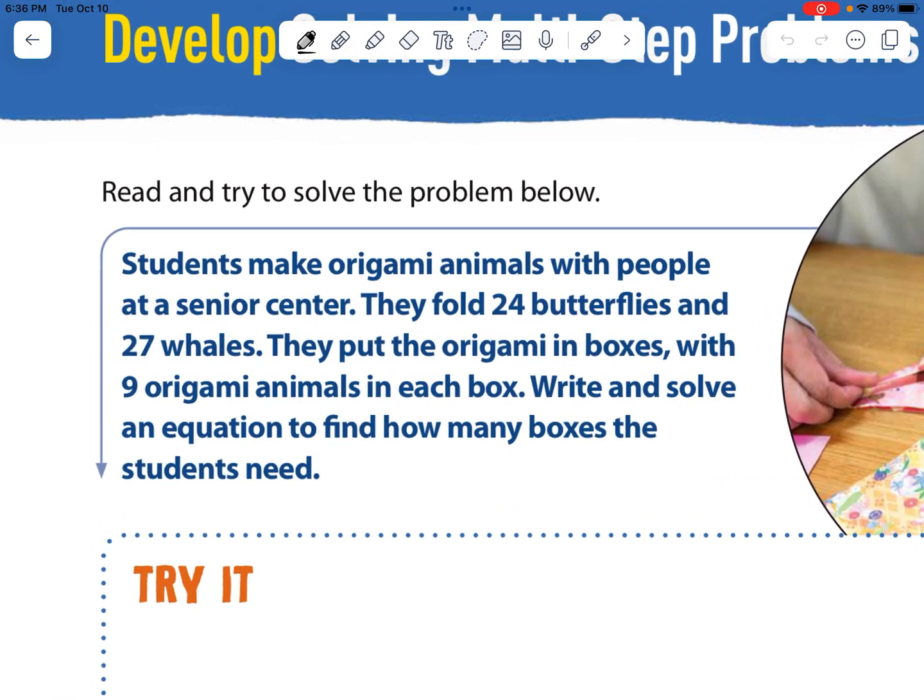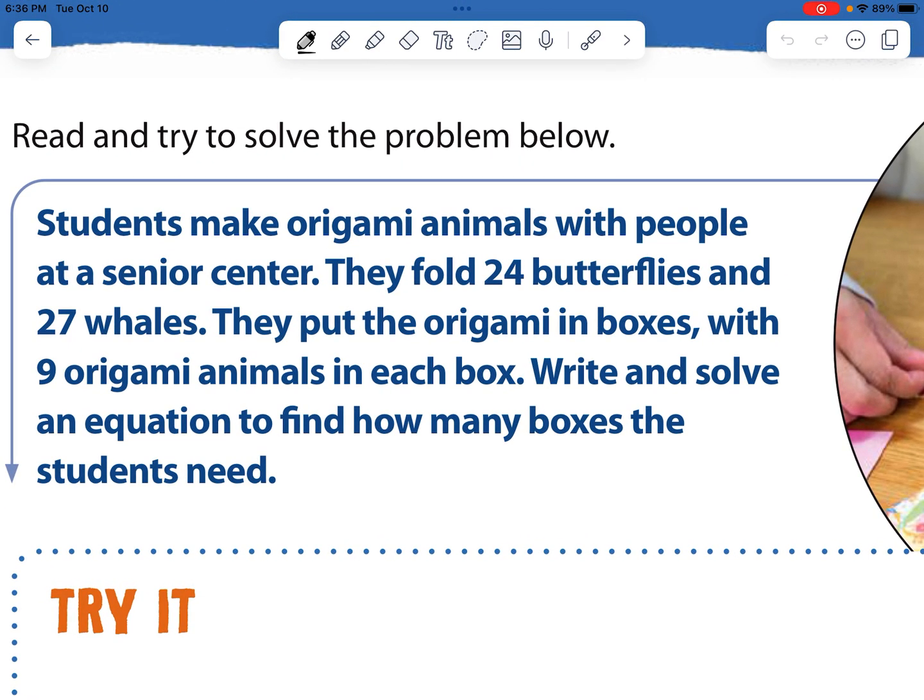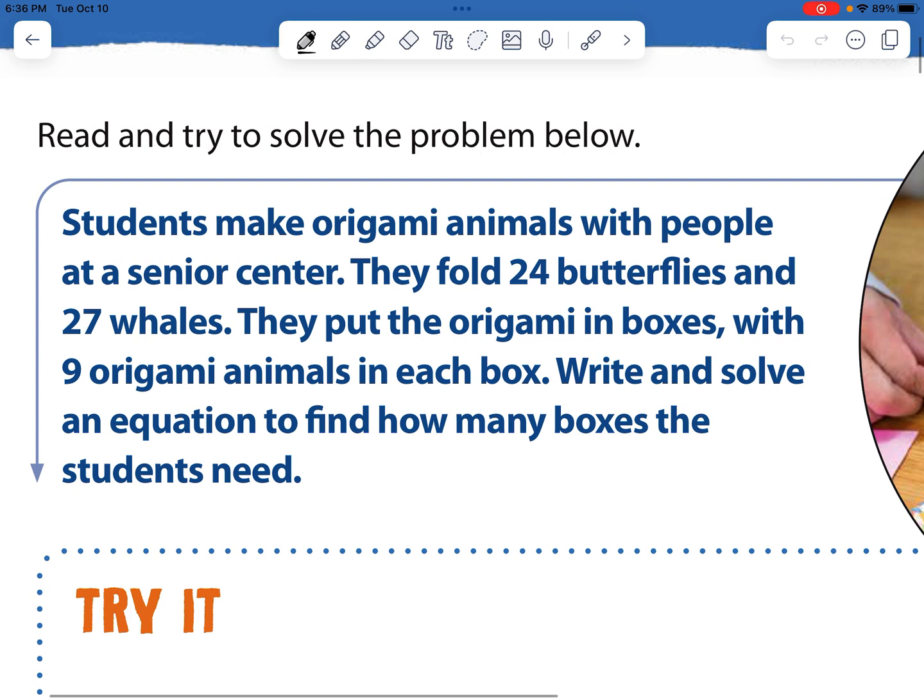This is our problem today, our first problem. Students make origami animals with people at a senior center. They fold 24 butterflies and 27 whales. They put the origami in boxes with 9 origami animals in each box. Write and solve an equation to find how many boxes the students need.